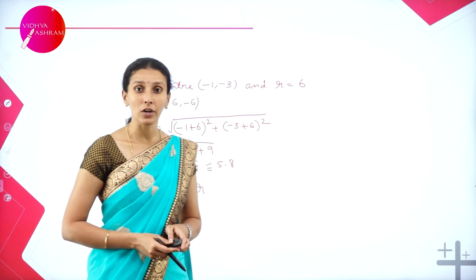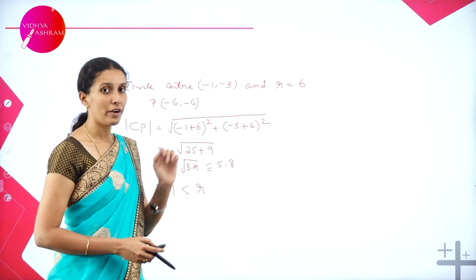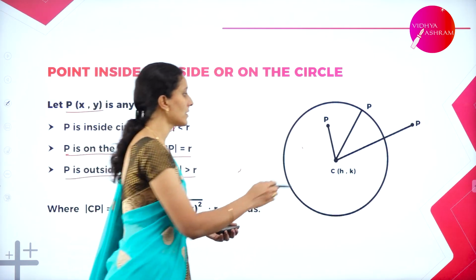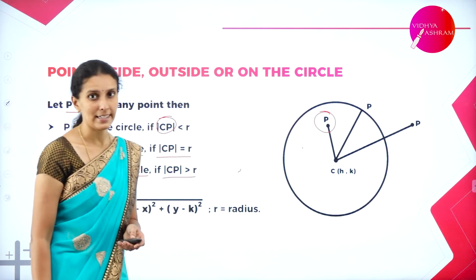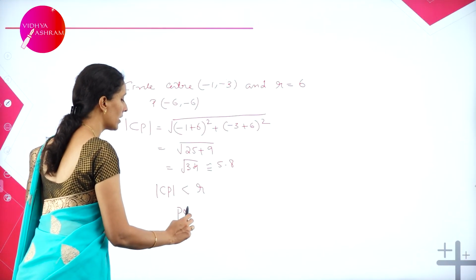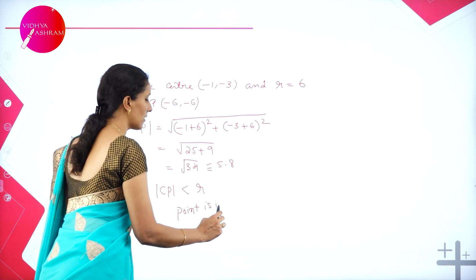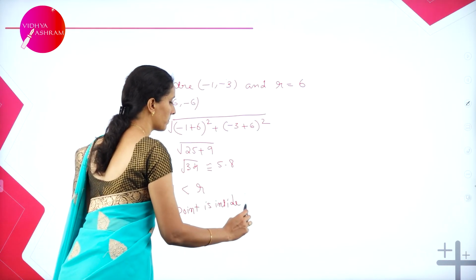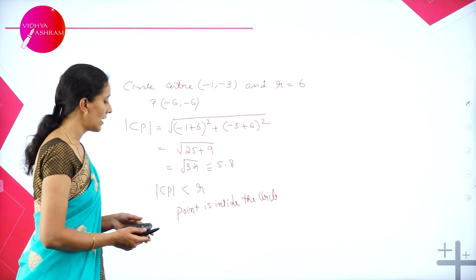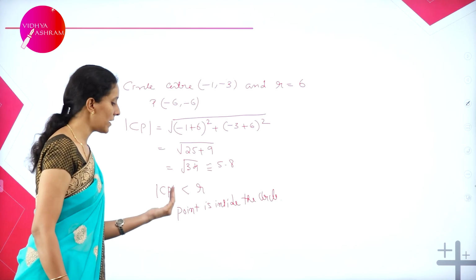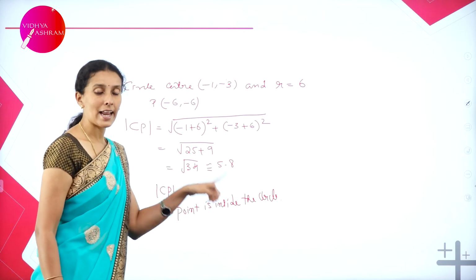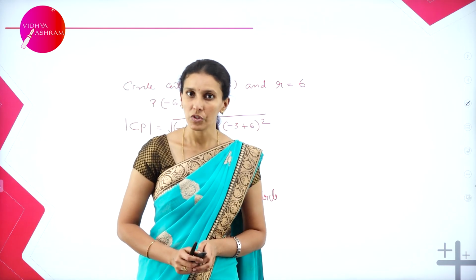So, what can we conclude? If the distance of the point from the center is less than the radius of the circle, that means the point P lies inside the circle. So, here we can conclude the point is inside the circle. The other two cases are like this. If |CP| is equal to r, then the point is on the circle. If |CP| is greater than r, then the point lies outside the circle.